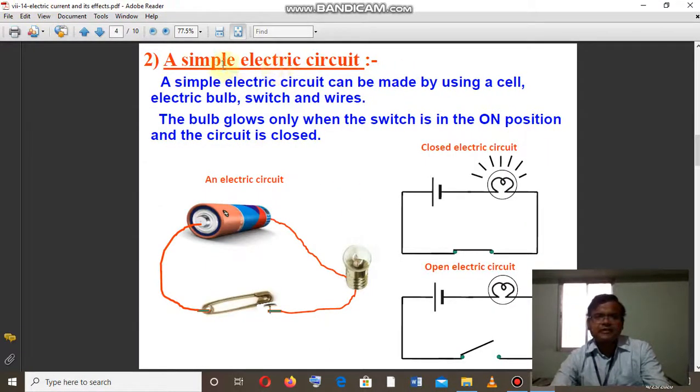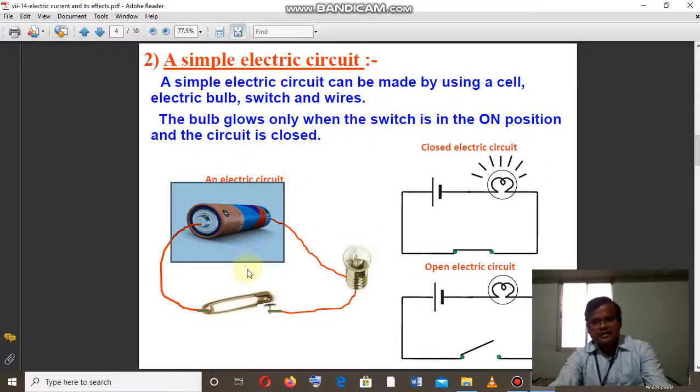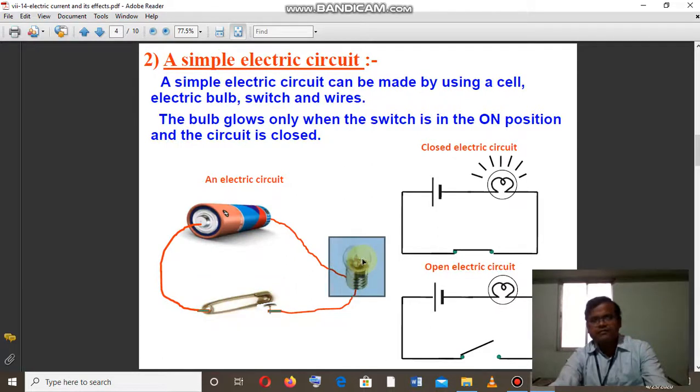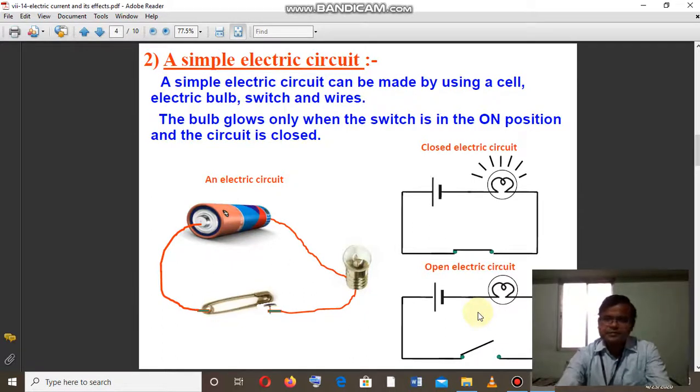Next, let us learn about a simple electric circuit. A simple electric circuit can be made by using a cell, electric bulb, switch and wires. The bulb glows only when the switch is in on position and the circuit is closed. This is the circuit, this is a battery, this is a switch, this is the bulb, this is a closed circuit and this is the open circuit. Let us see about this by observing a video.